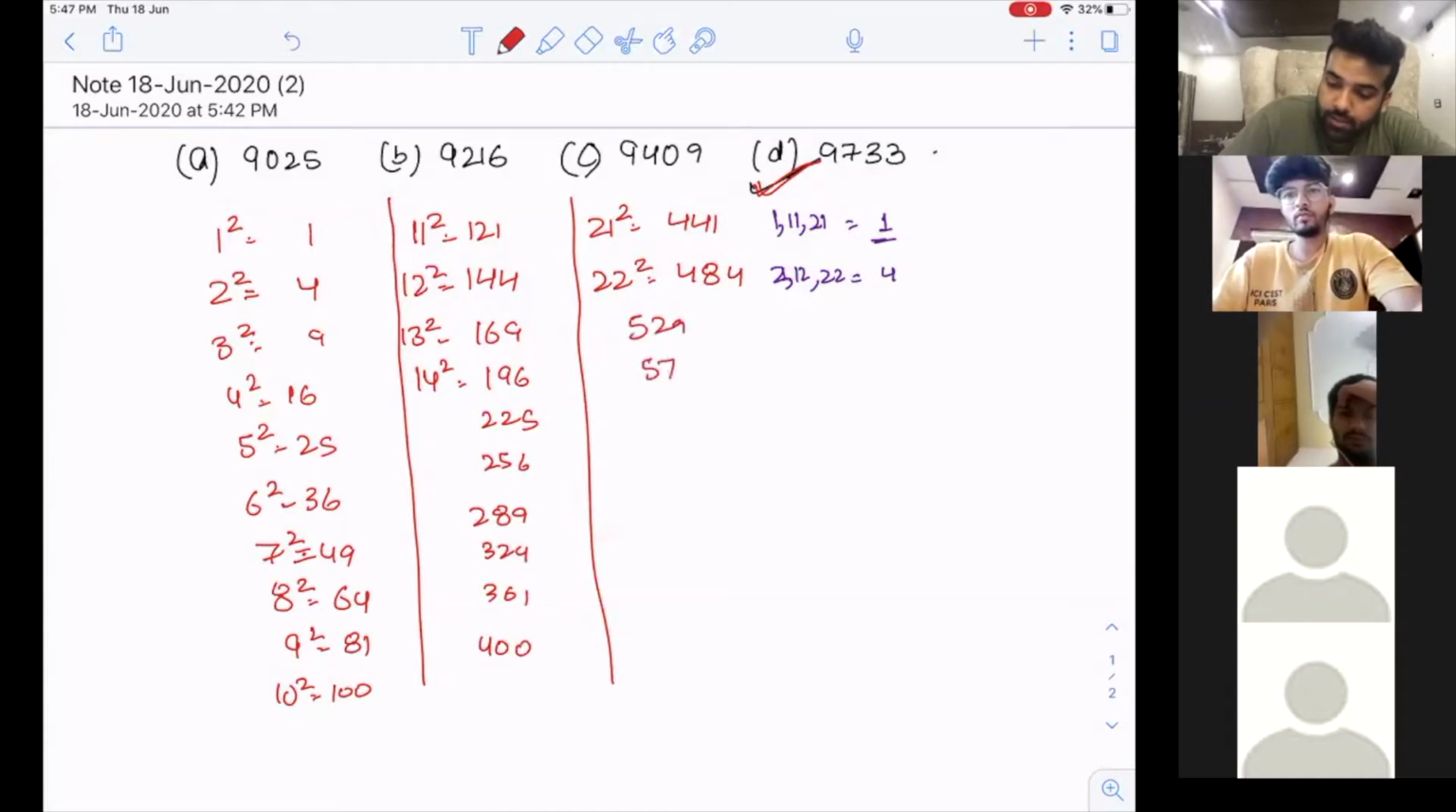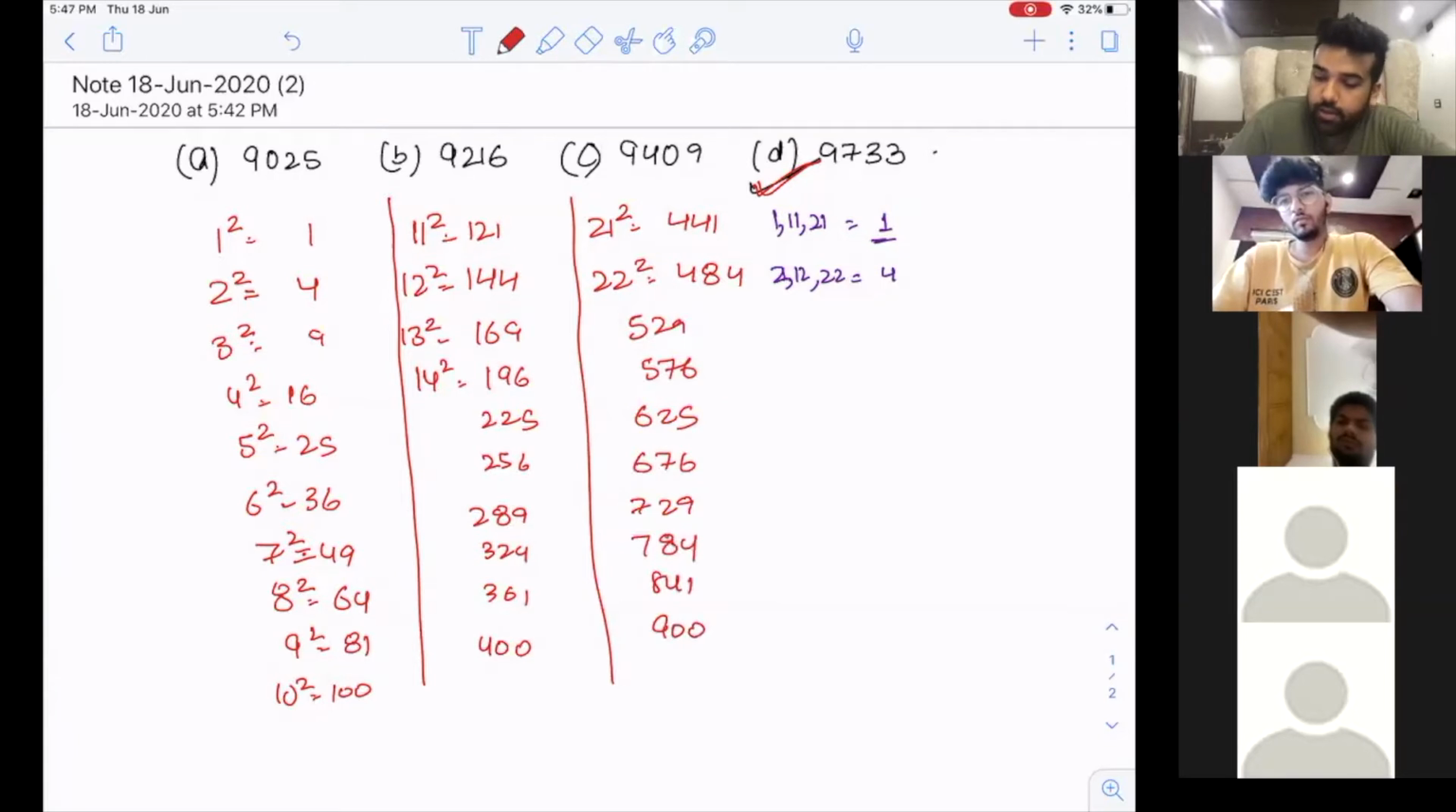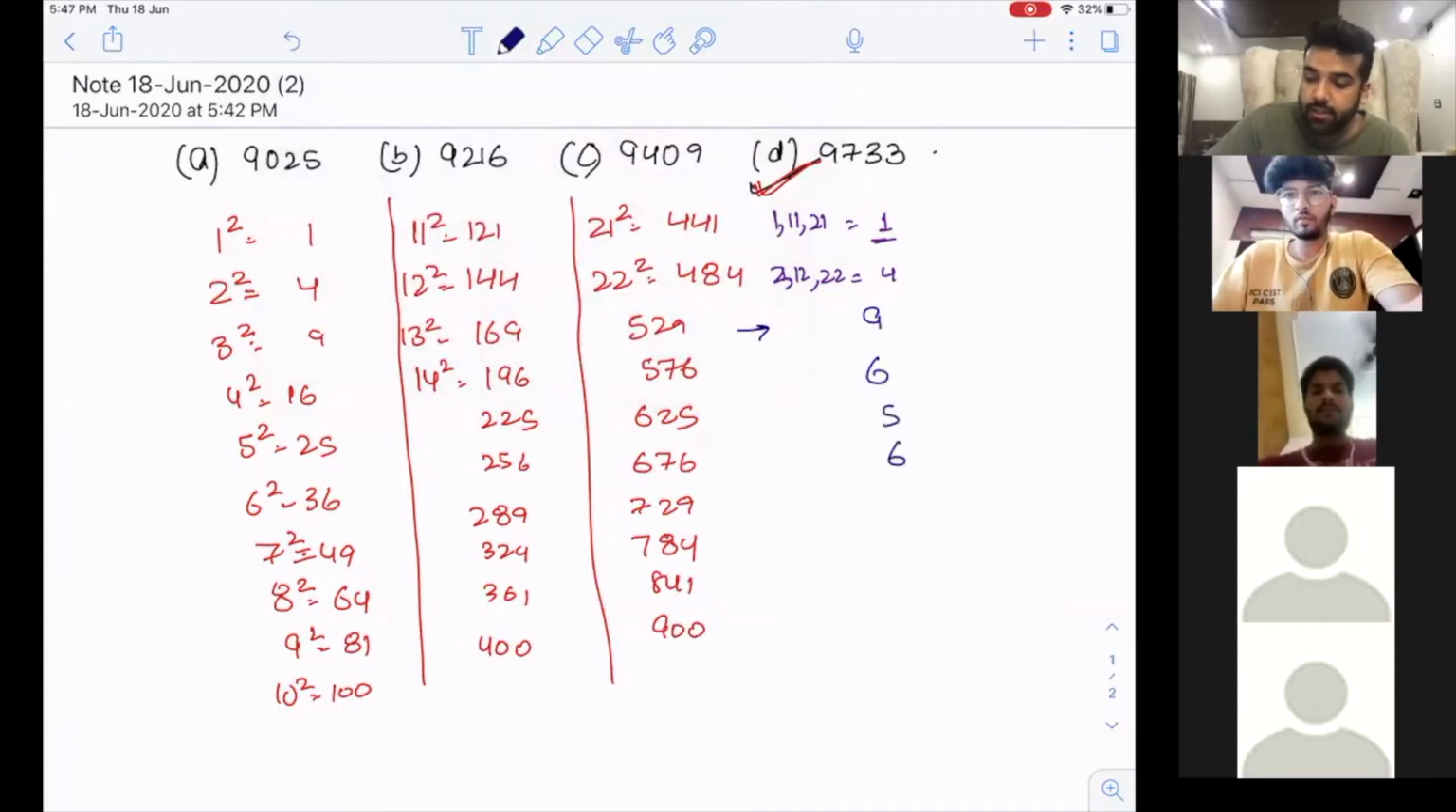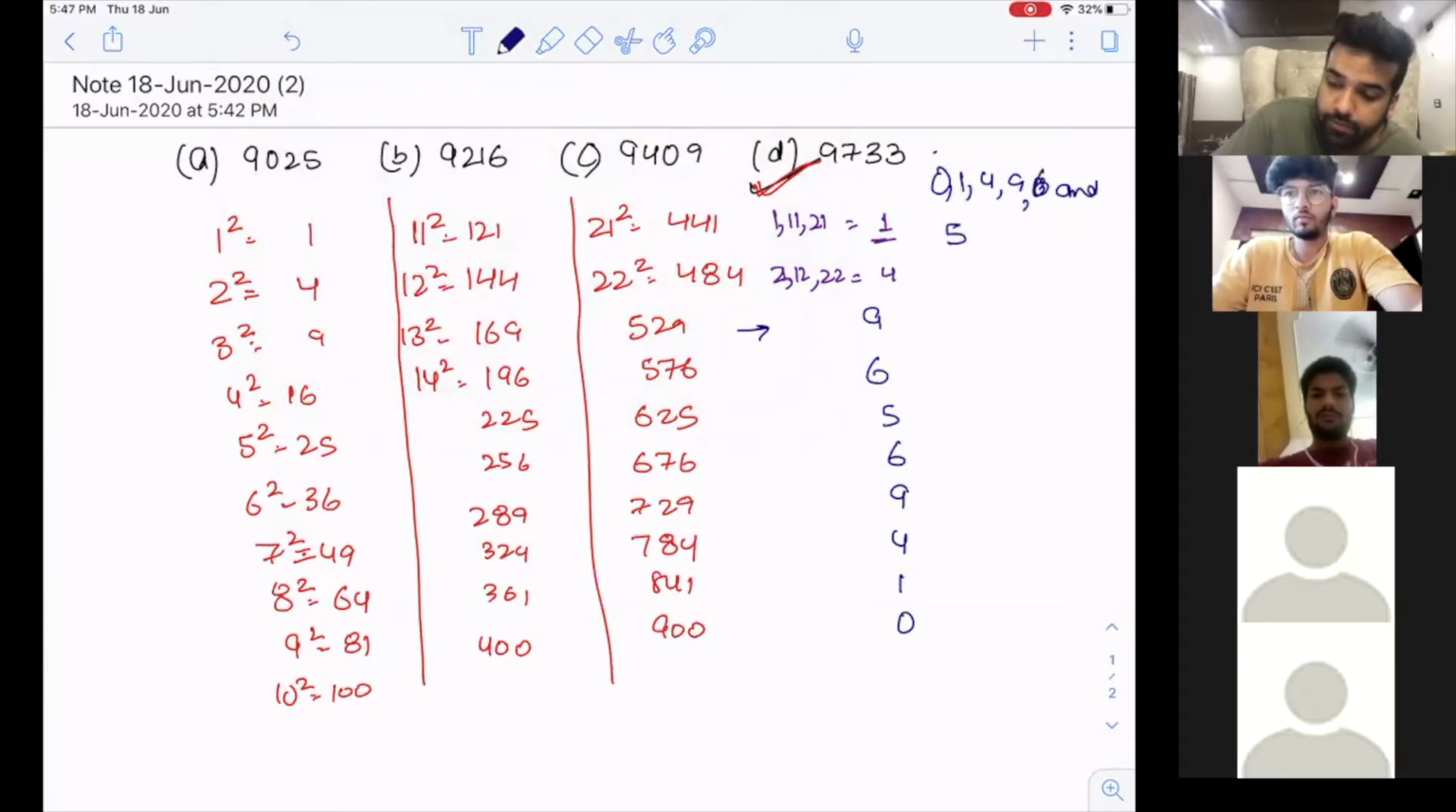529, 576, 625, 676, 729, 784, 841, 900. Is that clear or not? So when I talk about any number ending with 3, 3, 13, what's the last digit? 9, then 6, then 5, then 6, then 9, then 4, then 1, then 0. So all my perfect squares end with 0, 1, 4, 9, 6, and 5.